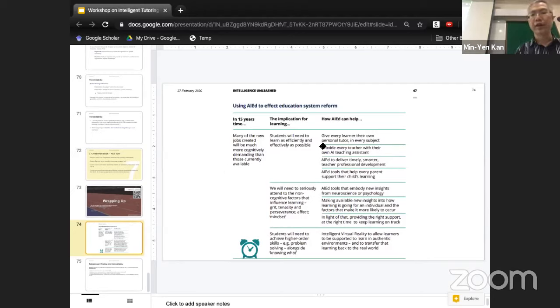And they say here, what are the goals? How can AI in education help? Well, to give every learner their personal tutor. That's ideal, right? And provide every teacher with their own AI teaching assistant. We haven't talked about that as much, but that's even more important if we want to scale our teaching staff, right? I mean, we care about our students, but we care about our teachers too, right?